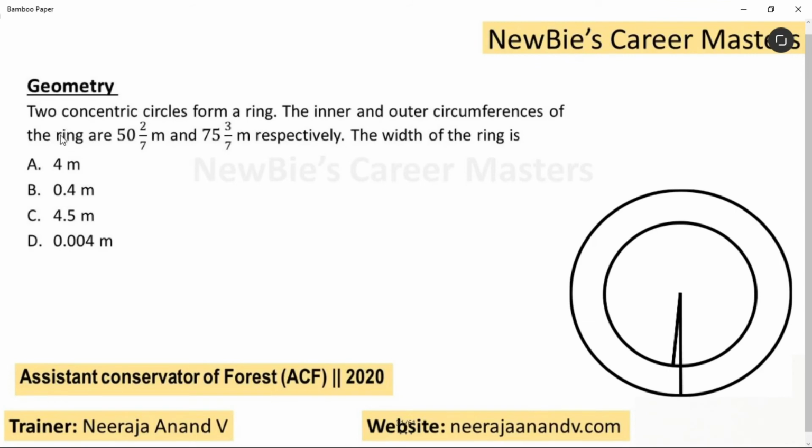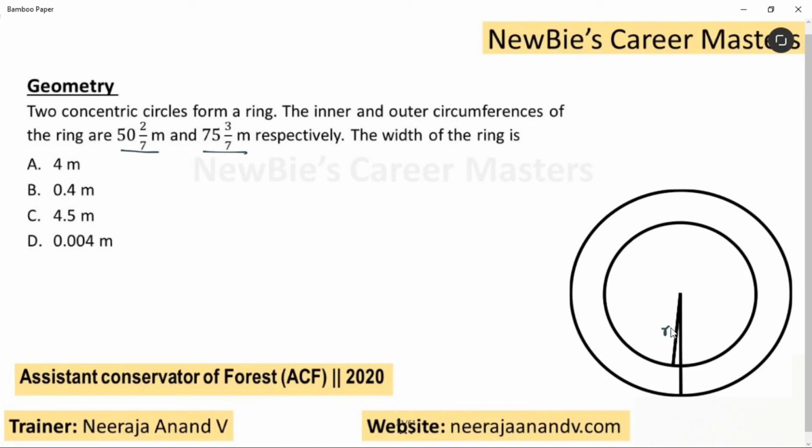Newbies, next question is, two concentric circles form a ring. The inner and outer circumference of the ring are 52 3/7 meters and 75 3/7 meters respectively. The width of the ring is... Simple question. They have given the circumference values. This is inner circumference and this is outer circumference. Trick is very simple. Take the formula of circumference of the circle. Find the radius of each circle.